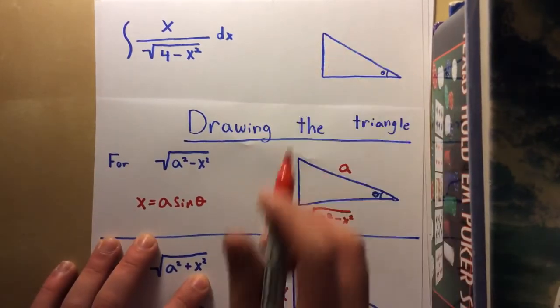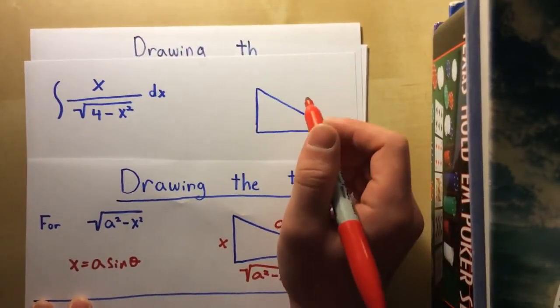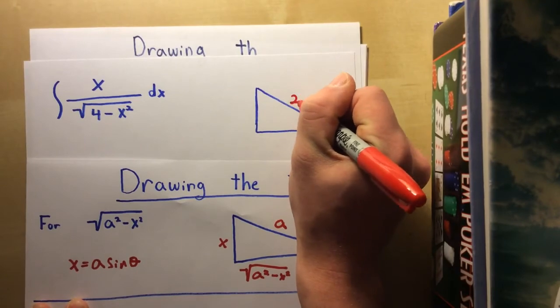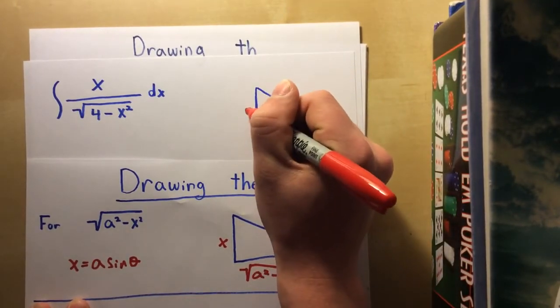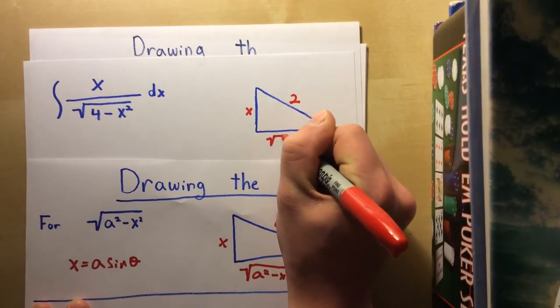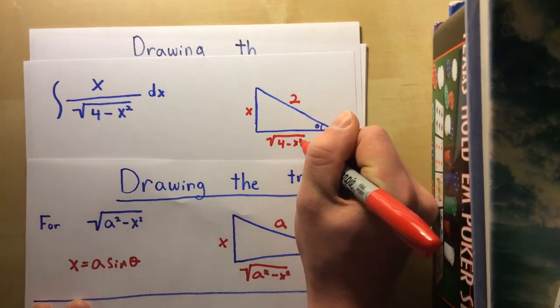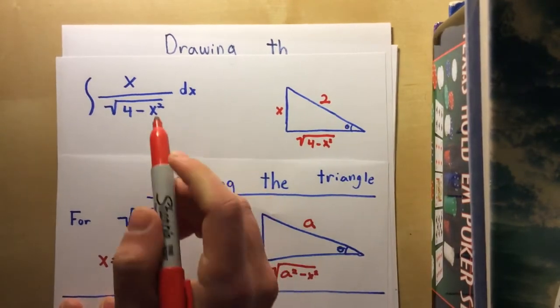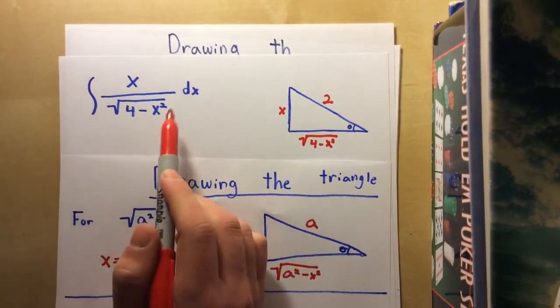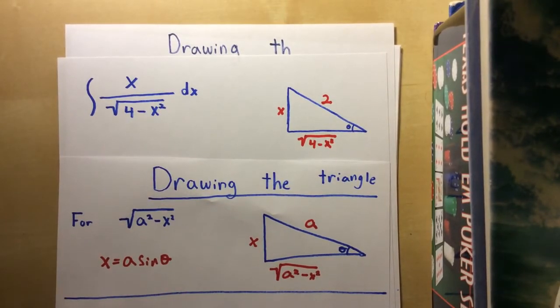So we can basically say the same thing that we set up here, which is that our hypotenuse is going to be a. So that's going to be 2. X is going to be one of the legs. And then the third leg is going to be this square root of 4 minus x squared term. When we're looking at this whole integral, we're only looking at the square root, because that's what we're trying to get rid of when using this method of integration.